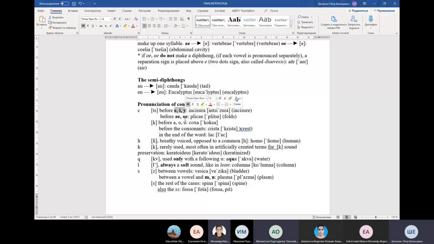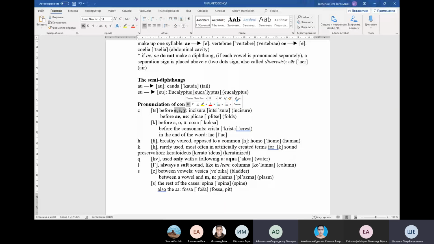And in all the other cases, this consonant is pronounced like k. There are three examples: coxa, crista, and lac. And please don't say it that way, it's crista. Crista. And lac.